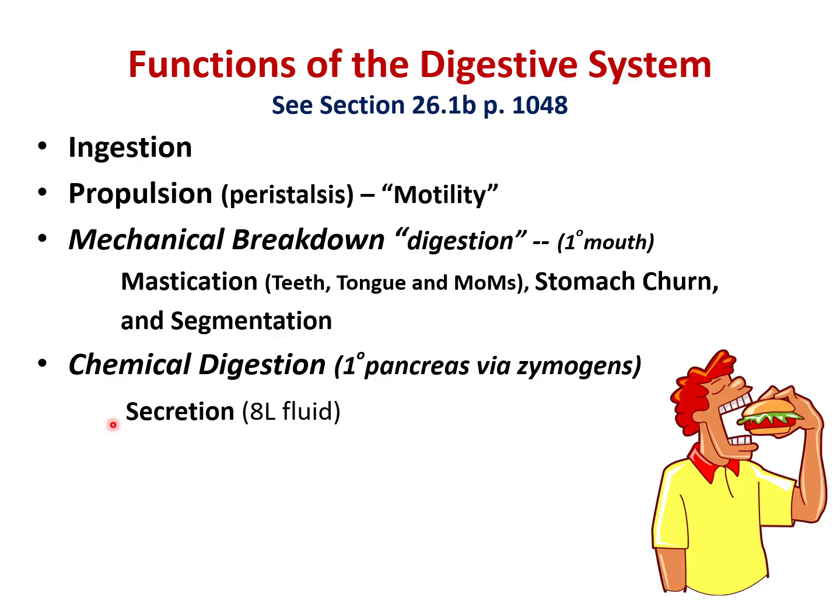We are going to be secreting fluid. It's actually to the tune of 8 liters, which is a huge amount considering that you only have 5 liters of blood. That's pretty impressive. And we have to get across the cell membranes. Okay, so our primary absorptive surface is going to be the small intestine.